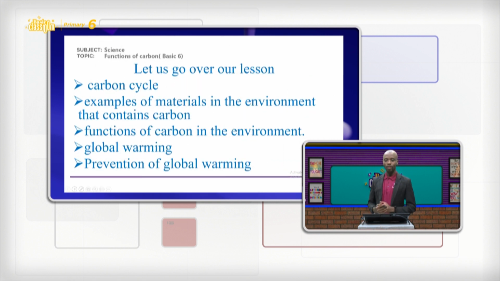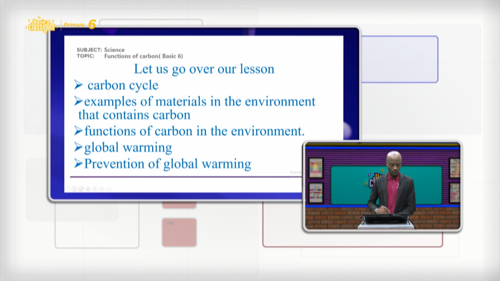All right, so let us go over our lesson for today. We talked about the carbon cycle, the process by which carbon is circulated through the ecosystem. And we looked at examples of materials in the environment that contain carbon. We just looked at some of them. And functions of carbon in the environment. Then we looked at global warming, when the temperature surrounding the earth becomes too much. That is what we call global warming.